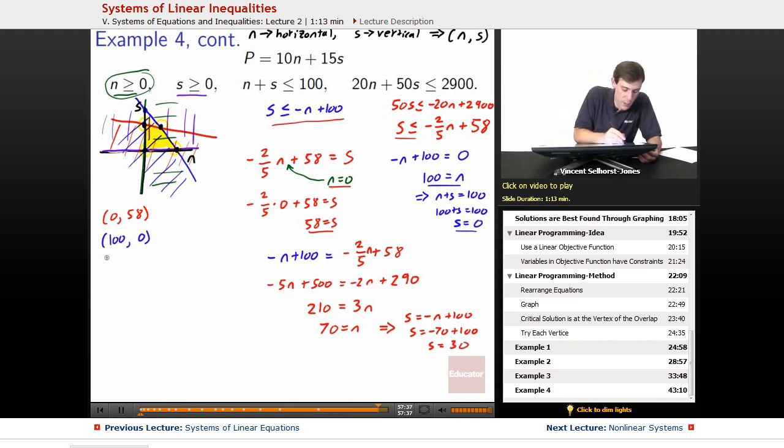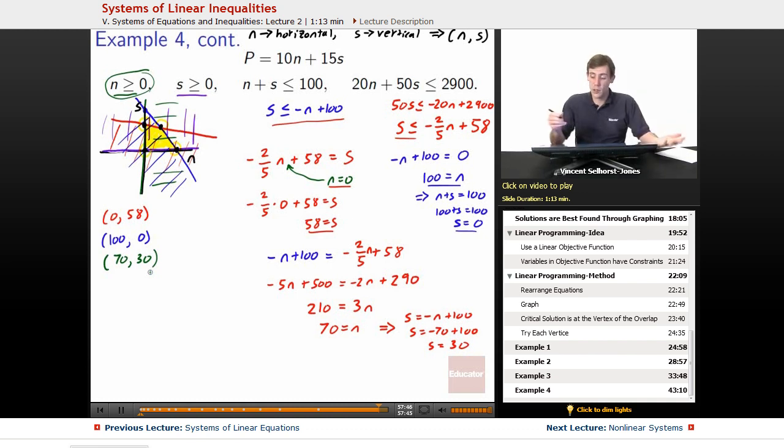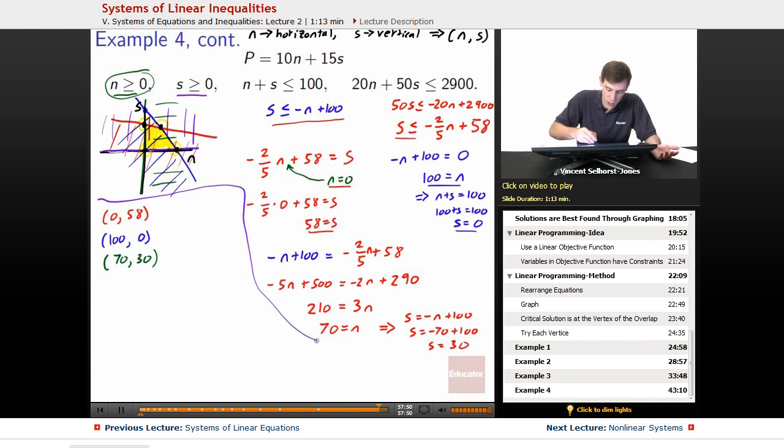So the three possibilities are (0, 58), (100, 0), and (70, 30). At this point, we just want to plug each one of them in and figure out which of these works best. So let's start with the point that we've arbitrarily made the red point. If we sell nothing but superfines, and we spend all of our money on superfines, then that's 10 times 0 plus 15 times 58, just so we keep up the same pattern.